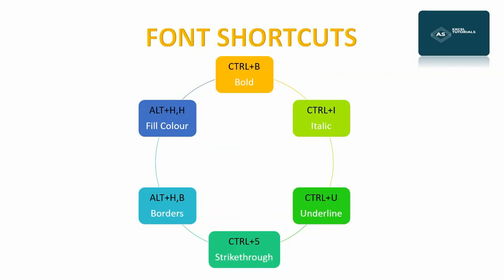Next comes the font shortcuts. Use Ctrl B for making your content bold. Use Ctrl I for making your content italic. Ctrl U to underline your content. Ctrl 5 to strike through your content. If you want the border tab to be opened, press Alt plus H and then B. For the fill color tab, press Alt plus H and H.